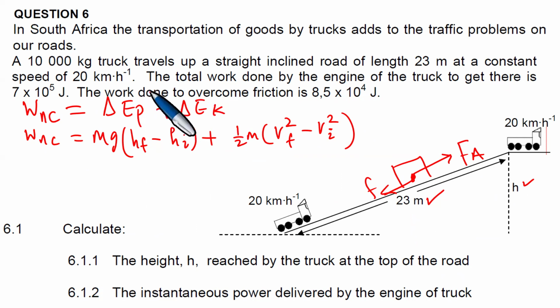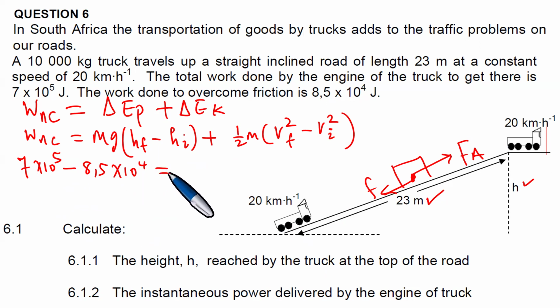And therefore, you need to look at the fact that the total work done by the engine of the truck to get there is this. And this work is bigger than what friction is doing. Because if ever the engine was not powerful, the truck was not going to get to the top. So because the engine of the truck is powerful, exerting more force than friction, we are sure the truck was able to get to the top of the road. Here is our story. Then here we have 7 times 10 to the 5th power minus 8,5 times 10 to the 4th power, because the friction is weaker.